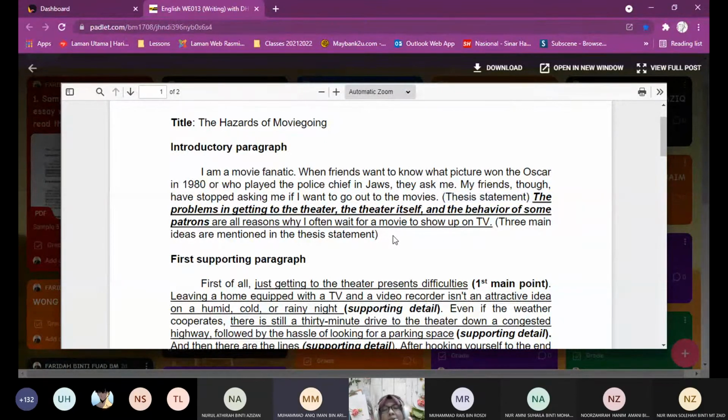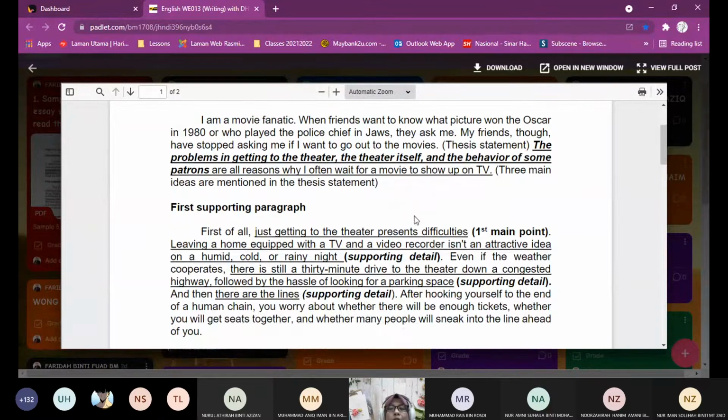Yes. Okay. All the brackets and the underlined, centered text are for you so that you can see it clearly. But I will give you another sample later, so that you can get a clearer picture of what a thesis statement is and the rest. Up to this point, you see here, three main ideas are mentioned in the thesis statement. So that's why we call it a thesis statement.